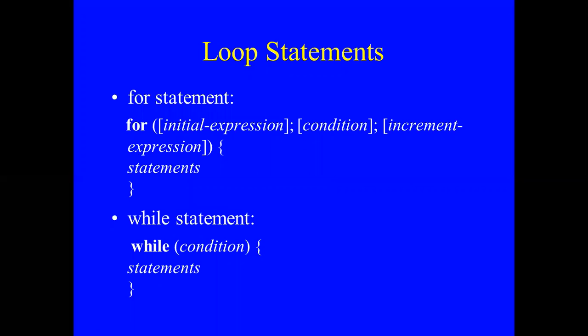Then next one is looping statements. First one is the for statement. Here is the syntax for the for loop: for, in brackets, the initial expression, then a semicolon, then the condition, a semicolon, then the increment expression, then the statements under that for loop. For example, we can write the initial expression as integer i equals 0, then the condition, greater than or equals to, or less than. Then increment i plus plus, or whatever variable we have declared. Okay, this is the for loop.